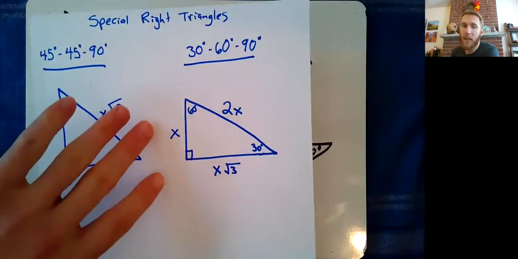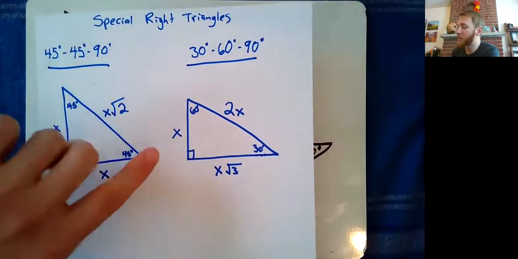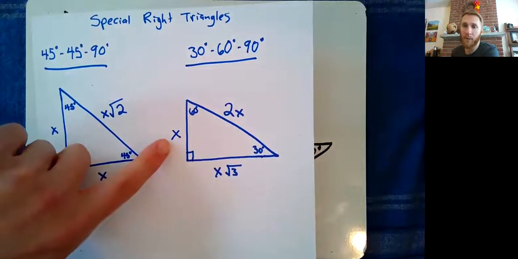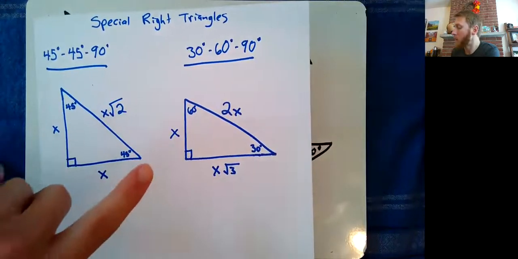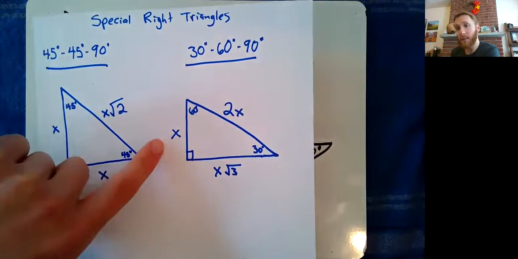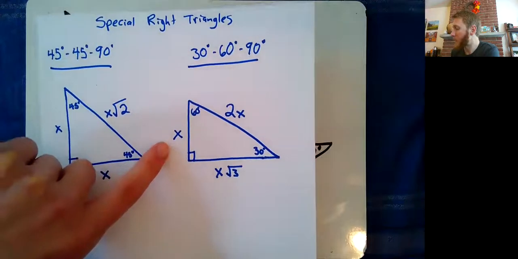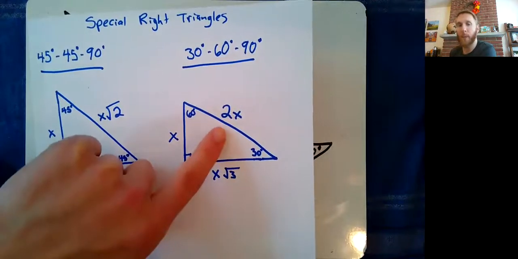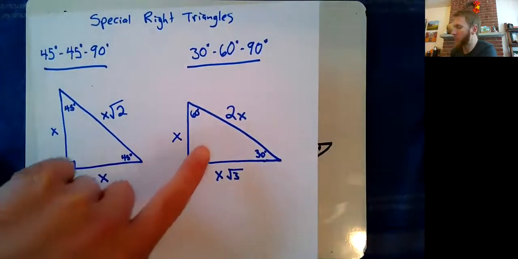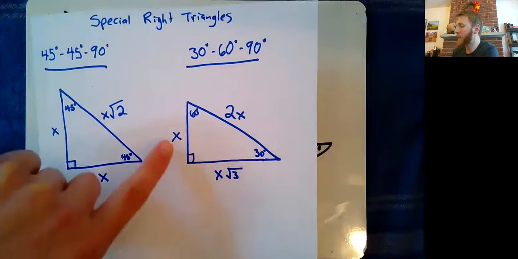Here, in the 30, 60, 90, something to key into is that the short leg is the basis for this whole triangle. When you know the short leg, you can find the other two sides pretty easily. To find the hypotenuse, you simply multiply the short leg by 2. So 2 times whatever that is gets you your hypotenuse.